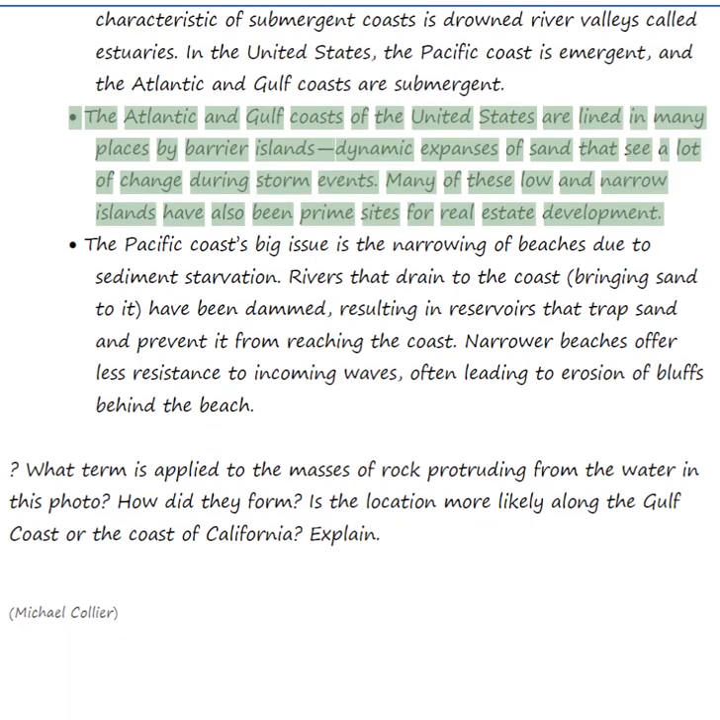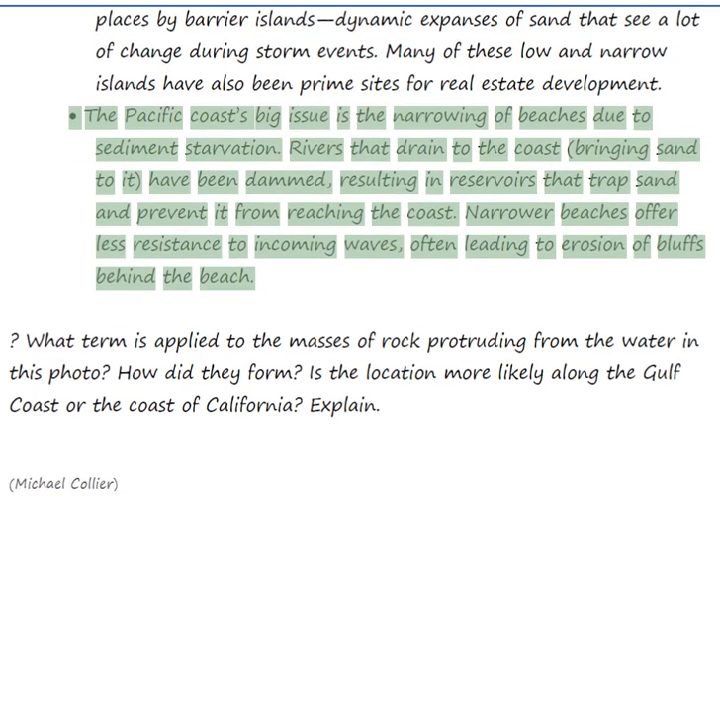The Atlantic and Gulf coasts of the United States are lined in many places by barrier islands, dynamic expanses of sand that see a lot of change during storm events. Many of these low and narrow islands have also been prime sites for real estate development. The Pacific coast's big issue is the narrowing of beaches due to sediment starvation. Rivers that drain to the coast have been dammed, resulting in reservoirs that trap sand and prevent it from reaching the coast. Narrower beaches offer less resistance to incoming waves, often leading to erosion of bluffs behind the beach.